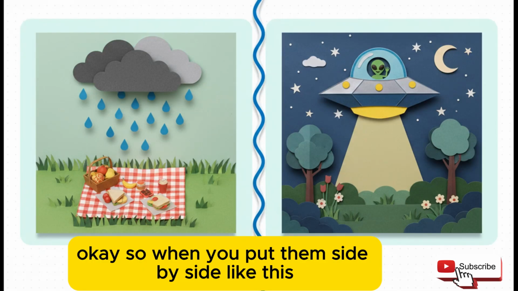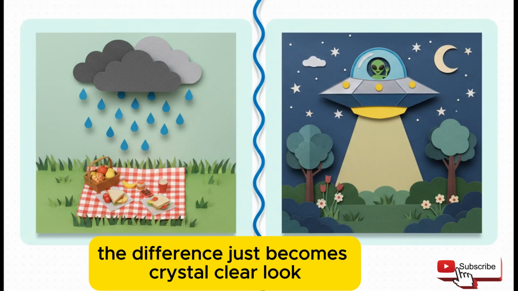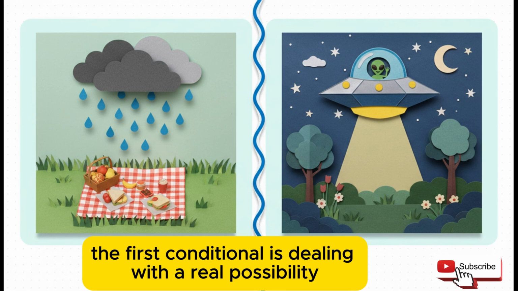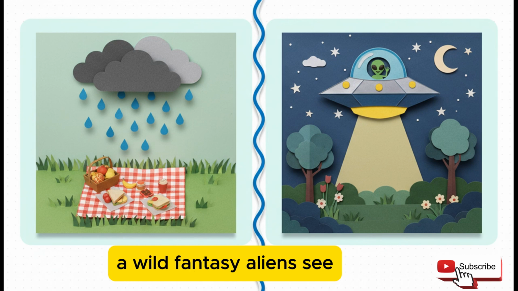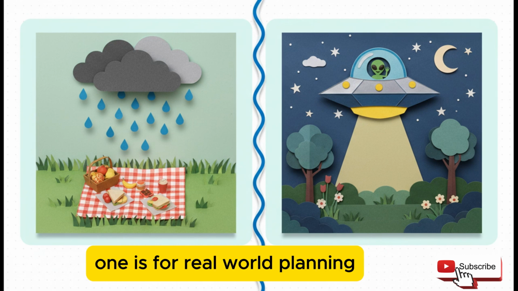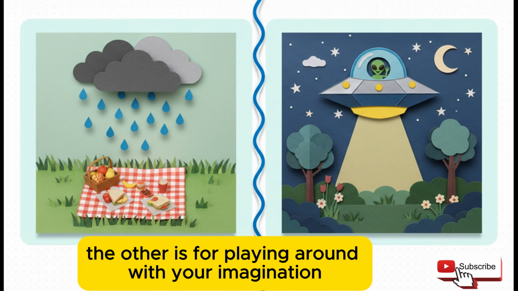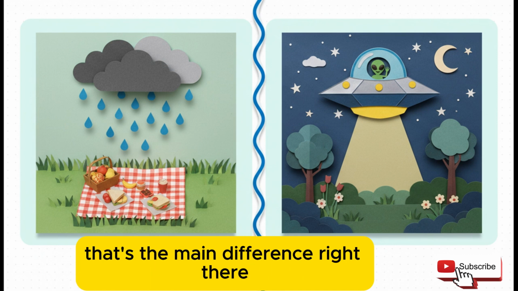Okay, so when you put them side by side like this, the difference just becomes crystal clear. Look, the first conditional is dealing with a real possibility, rain. The second conditional, a wild fantasy, aliens. See? One is for real-world planning, the other is for playing around with your imagination. That's the main difference right there.